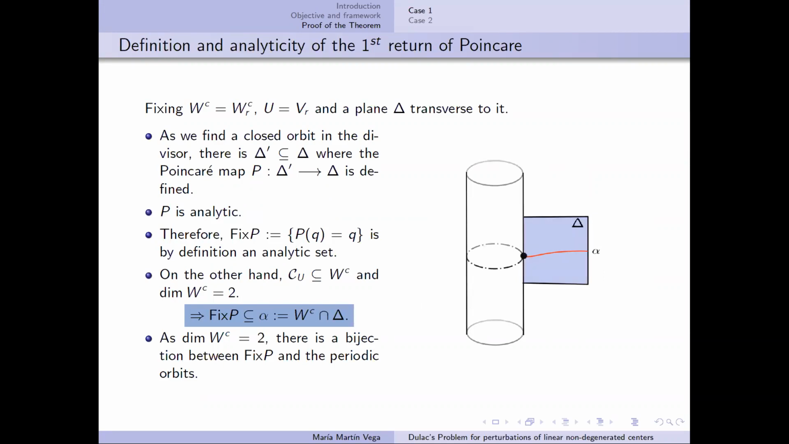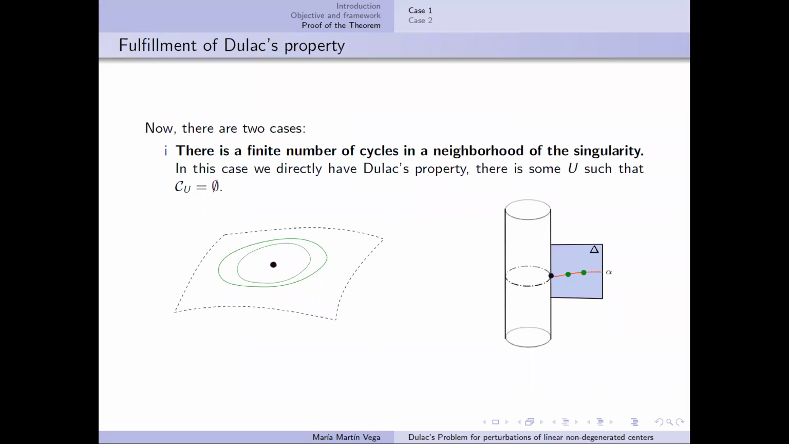So for the rest of the proof, we fix some center manifold, we fix the neighborhood where this center manifold is defined, and some plane that is transverse to both the center manifold and the cycle contained in the divisor. In this case, this cycle is free of singularities, the Poincaré map is analytic, and therefore the set of fixed points is also analytic. On the other hand, we have that all the cycles are contained in the center manifold. So the set of fixed points in particular is contained in the intersection curve of the center manifold with this hyperplane where the Poincaré map is defined. As the dimension is 2, we find a bijection between the set of fixed points and the cycles that are crossing this hyperplane.